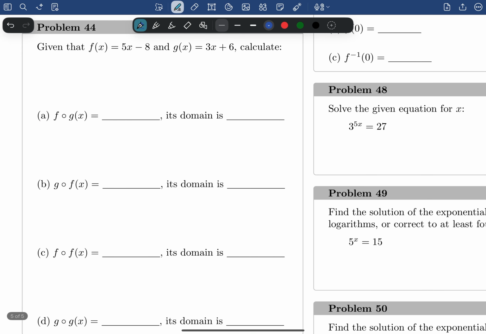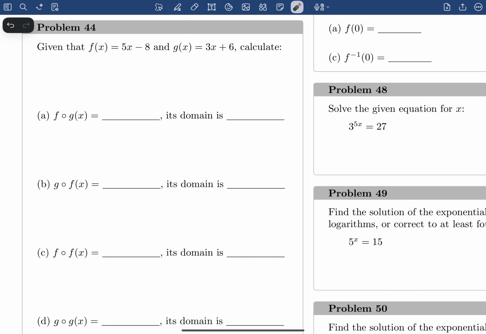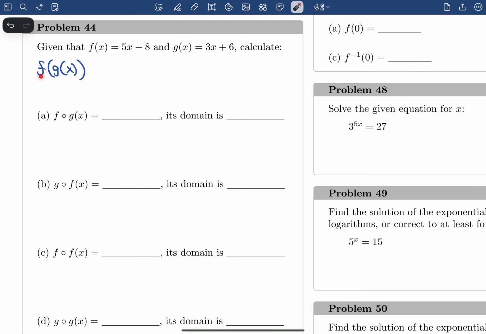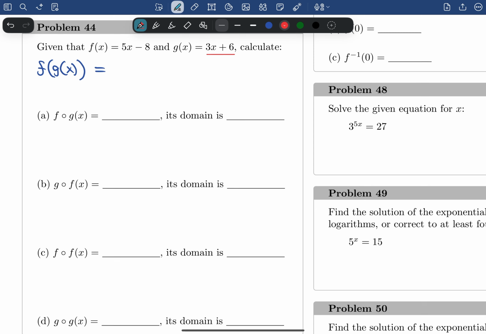So the reminder, this is composition of functions. This is not multiplication, this is composing them. So we're going to plug the g of x function into the f function like this. When I see f of g of x, I rewrite it as f of g of x. And so now thinking about that, what that means is we're going to plug the g of x stuff right here in for x in the f function right there. So writing the f function, I have 5 times, when I get to the x, I replace it with 3x plus 6, the g of x stuff. And then I subtract 8.